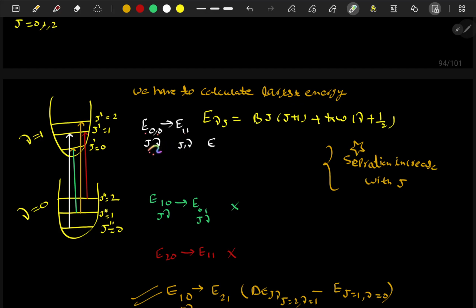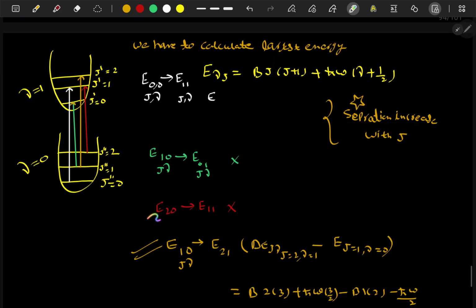We write E with j and mu. Pay attention: from 0, 0, both 0, to both 1, this means 1 minus 0 equals plus 1, a possible allowed energy level, and the line will be this. The separation will be this far, and the separation increases with j. We know this separation increases with increase in j number, so the highest will be for j equal to 2.